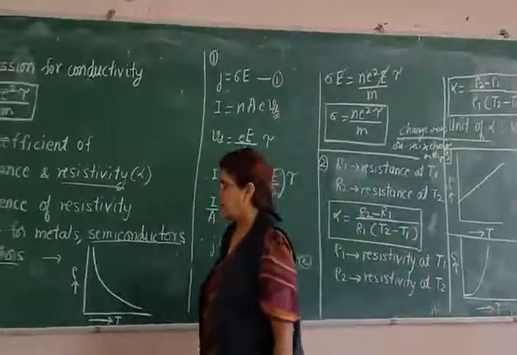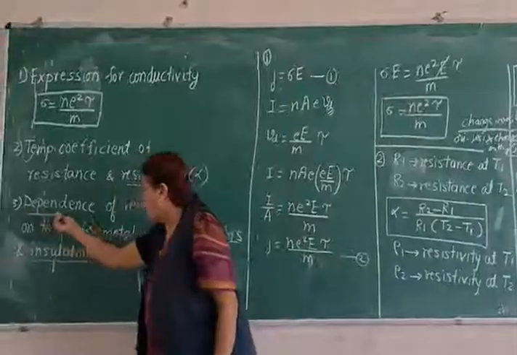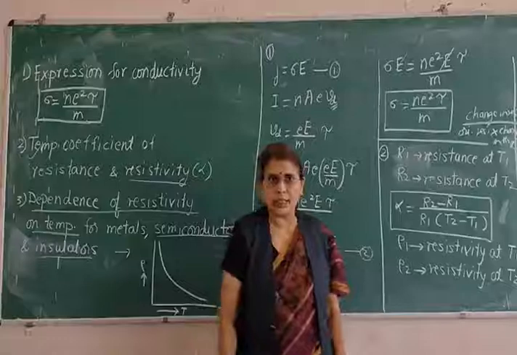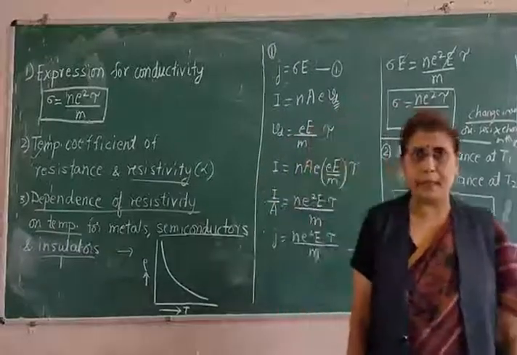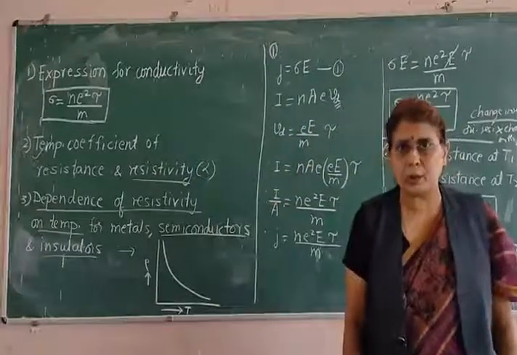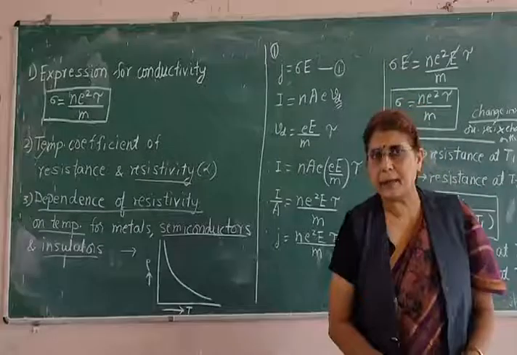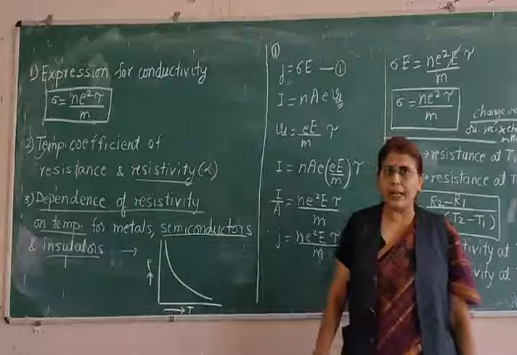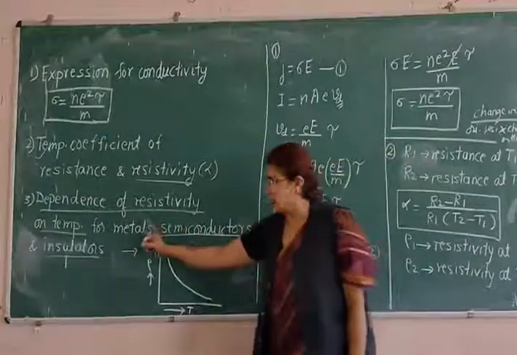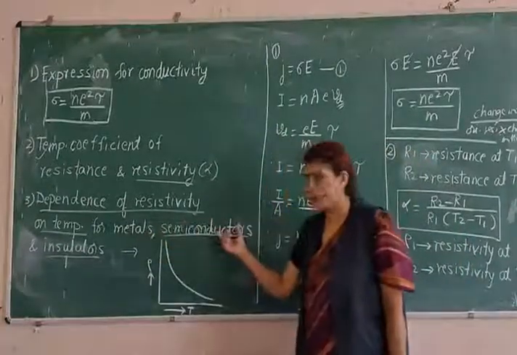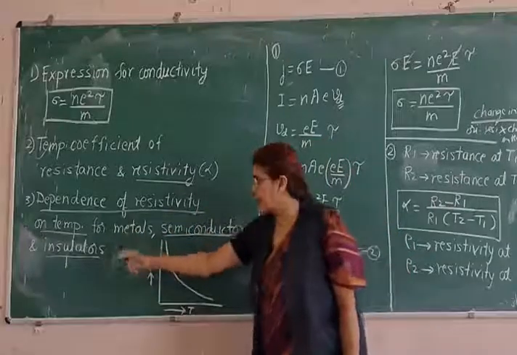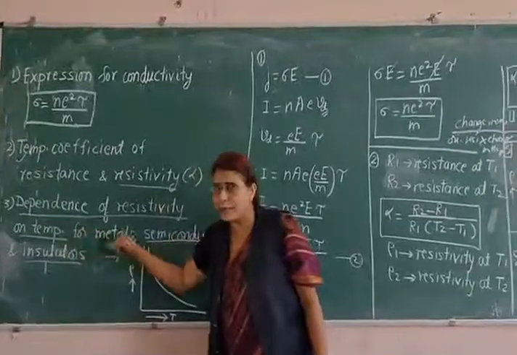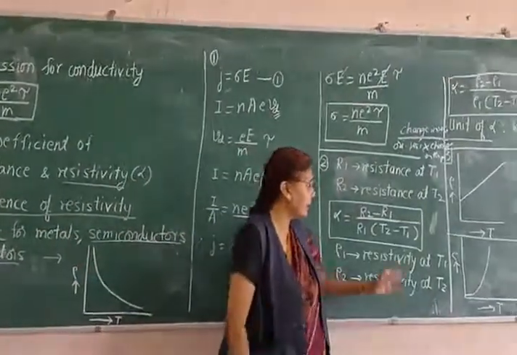Now coming to the last one, that is, how does resistivity depend on temperature? If temperature changes, then resistivity is also going to change. Now this dependence of resistivity on temperature, we shall define for three types: metals, semiconductors and insulators. So let us go to metals. How does resistivity depend on temperature for metals? I have shown it graphically here.